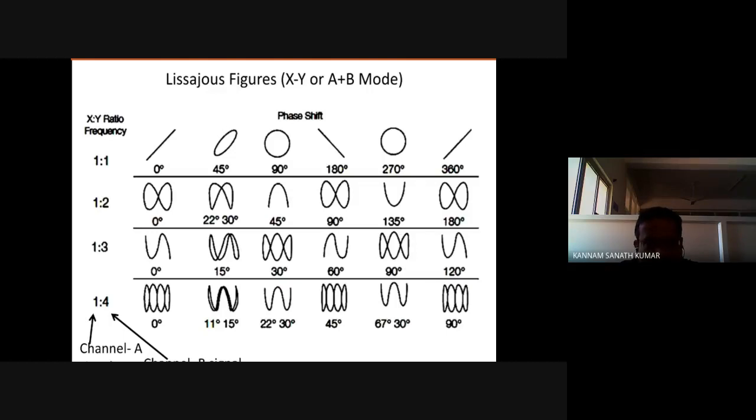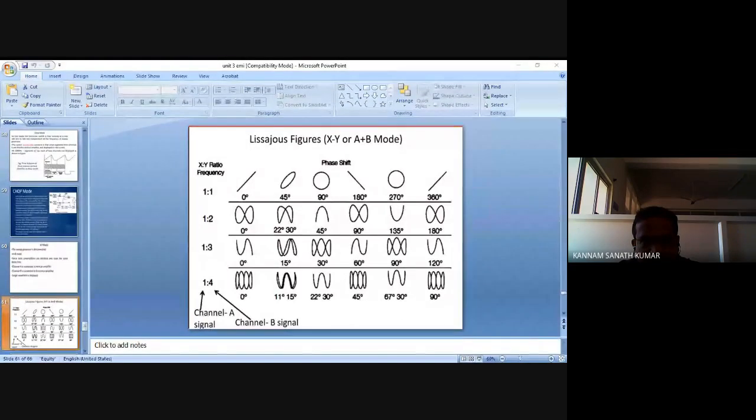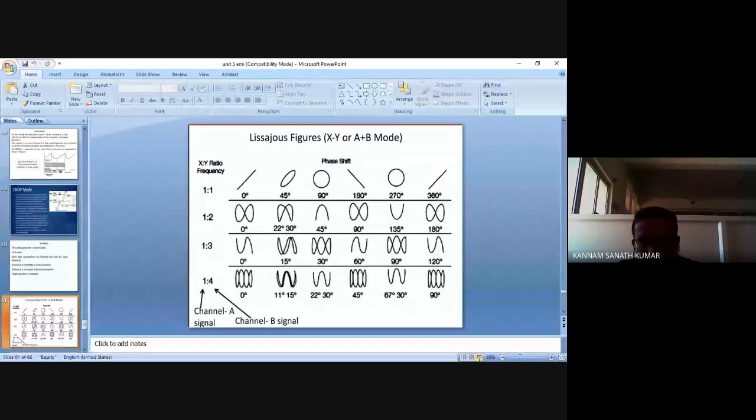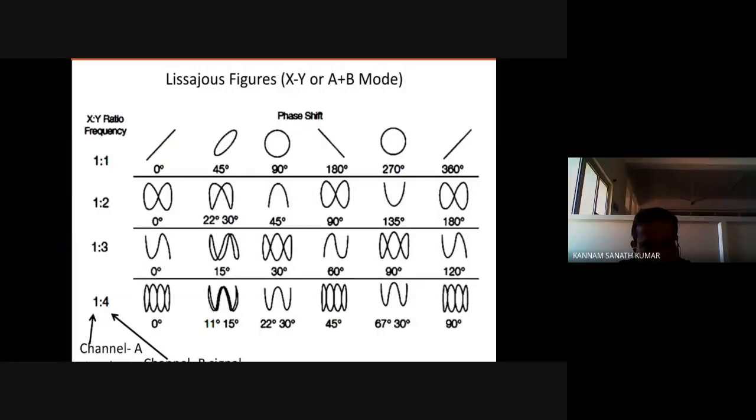That shows that the frequency of y is twice that of the frequency of x. Next, 1:3. 1:3 means the frequency of y is thrice that of the frequency of x. So what happens? When you draw a horizontal and vertical line, you will get three lobes. See here, getting the three lobes. And 1:4 means you are getting four lobes. The frequency of y is four times the frequency of x, so you get four lobes.